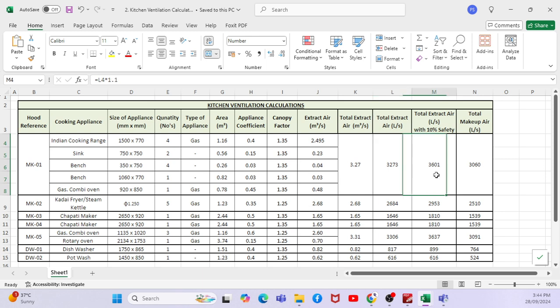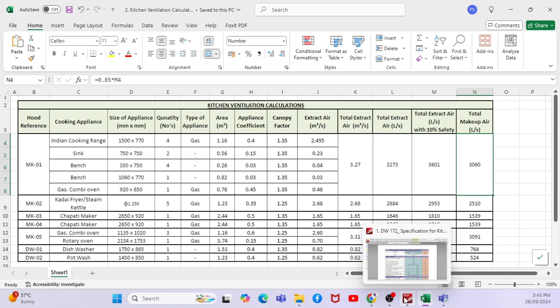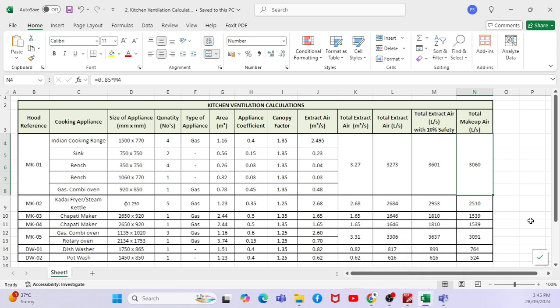Then you can calculate the safety factor if you need. Then you can calculate the makeup air requirement, right? So this safety factor is still something that we add as a rule of thumb. It depends on the consultant. Some consultants will apply 15 percent, some will go with 15. That is, the safety factor depends on the person. So that is not a fixed value.